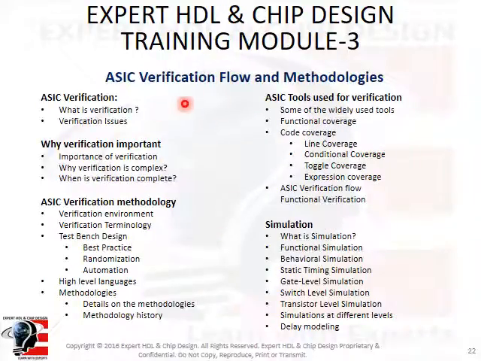Module 3 will teach you verification flow and methodologies in verification in detail. We start with what is verification, why verification is important, ASIC verification methodologies, ASIC tools used for verification, followed by simulation and fundamentals of simulation.